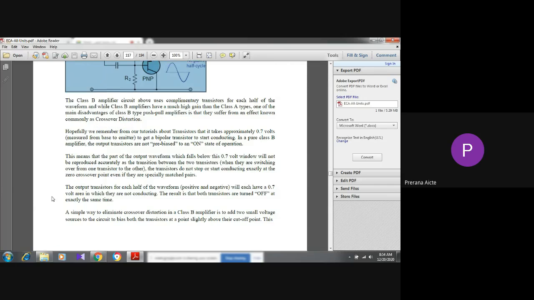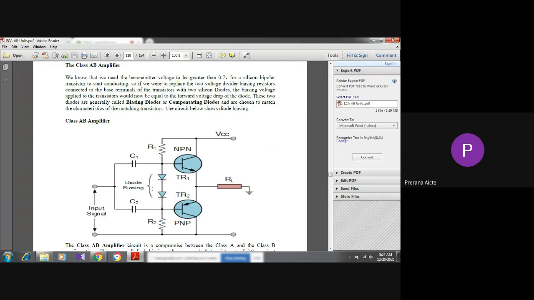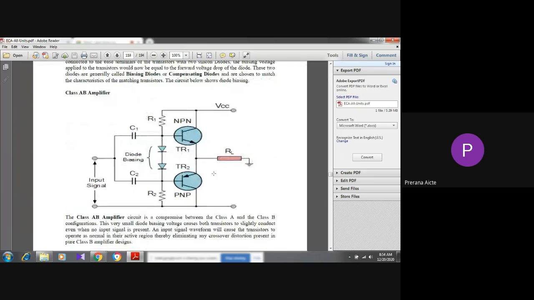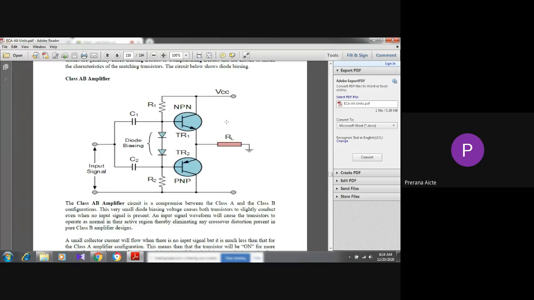Okay, over. Now, next one is class AB. The base emitter voltage needs to be greater than 0.7 for a silicon bipolar transistor to start conducting. We have replaced the two voltage bias resistors connected to the base emitter of the transistors with two silicon diodes. So it will become class AB. See this figure. The difference between the class AB figure and the previous one is that here we use two diodes in place of the two resistors RB1, RB2. The entire figure is otherwise the same, and the operation is also the same.